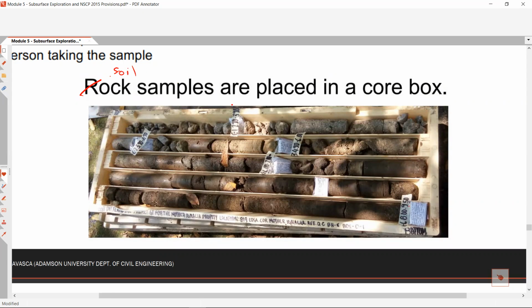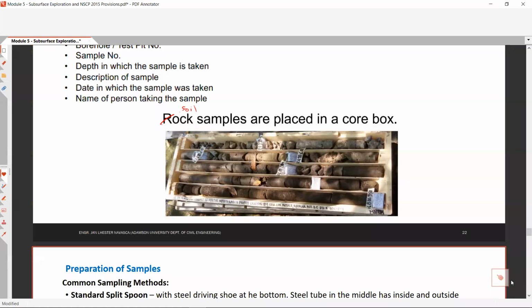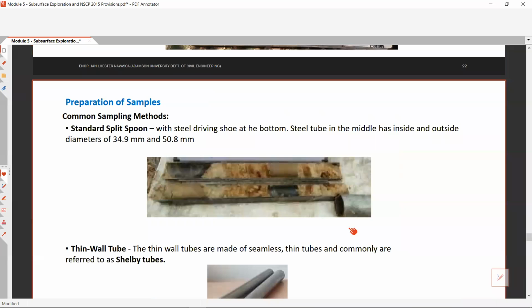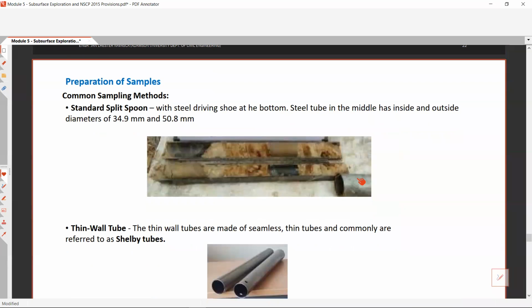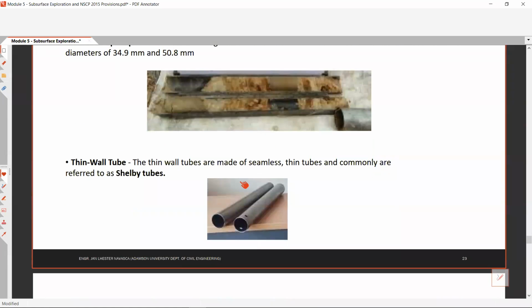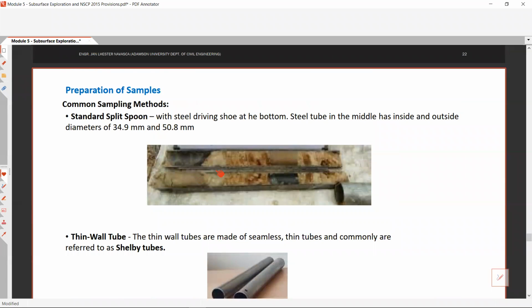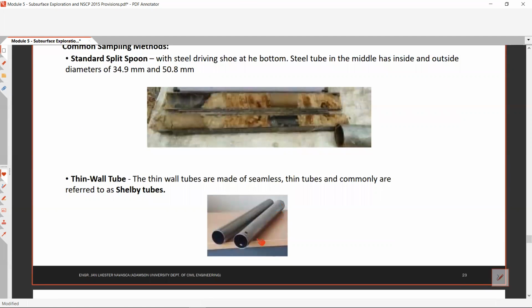Okay, there should be soil samples placed in a core box. Then we have these common sampling methods. We have the standard split spoon. We have this thin wall tube or Shelby tubes, nakalagay siya sa tube. And yung isa yung standard split spoon, ibig sabihin hinahati yung tube in the middle, and sometimes they have these diameters, 34.9 to 50.8 millimeters. And this one, yung thin wall tube, nandyan talaga siya, seamless, hindi siya nakahati.